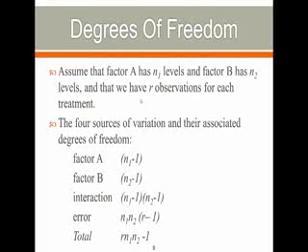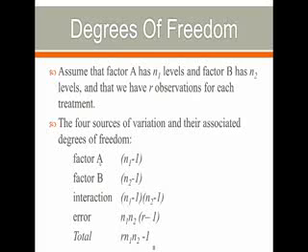The degrees of freedom associated with the different components of our analysis of variance are easily understandable. Assume that my factor A has N1 levels. Assume that my factor B has N2 levels. In this example, it's 2 and 3. And suppose that we have R observations for each treatment. Think of R for repetition. The 4 sources of variation and their associated degrees of freedom.